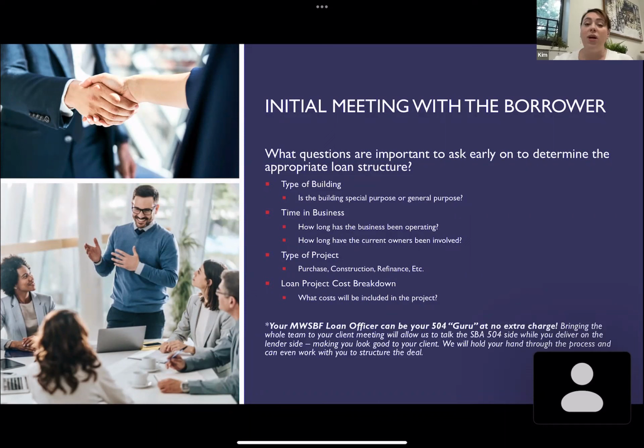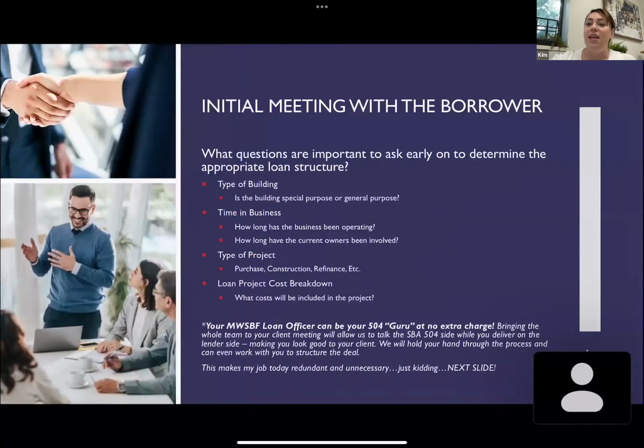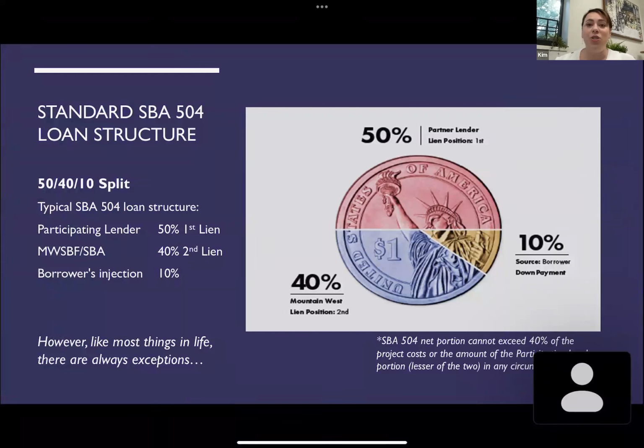And then also your Mountain West Small Business Finance loan officer can be your guru. They can come with you to that initial meeting. They can structure the loan. They can talk the 504 side while you talk your lending side. And you just have that whole team there and can have a good experience for your borrower, and we will make you look good. So let us come, let us help you structure it. We can do it so you don't have to. And then, without further ado, we'll jump right in.